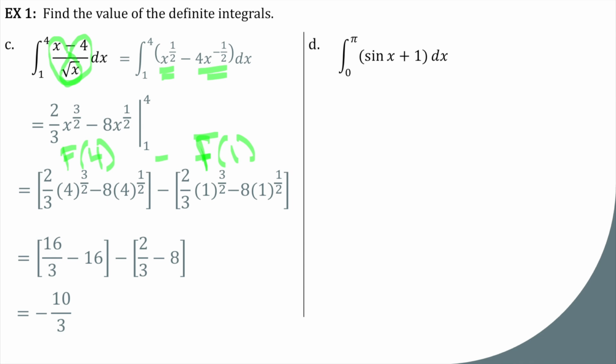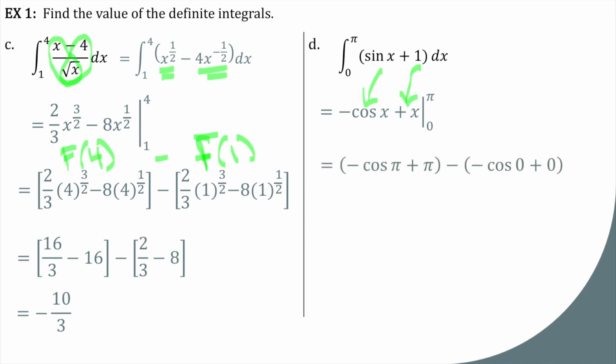We'll do a trig function. Antiderivative of sine of x is negative cosine of x. And the antiderivative of 1 is x. Evaluate that from 0 to pi. So this is F of pi minus F of 0. Simplify, we get 2 plus pi.